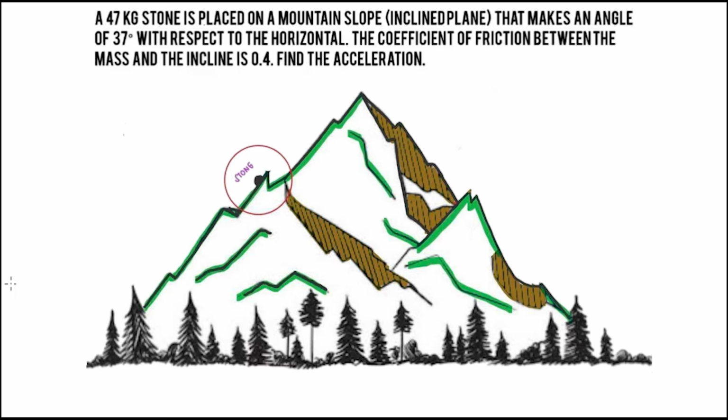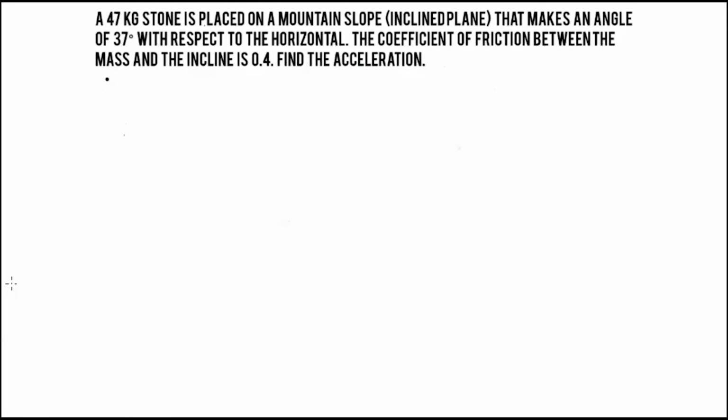According to the data you have received, the stone is 47 kilograms, placed on a slope with an angle of 37 degrees with respect to the horizontal, and a coefficient of friction of 0.4 between the mass and the incline. Our job is to compute its acceleration before the townspeople below the mountain get affected. Before we start with the computations, let us first collect the data we have gathered.